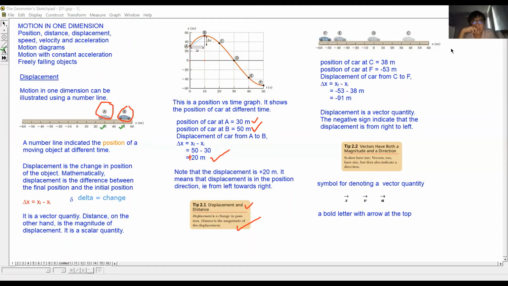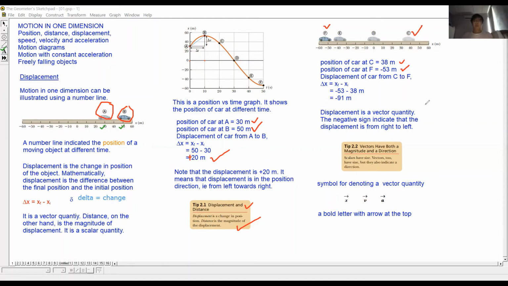So I just simply take two positions. Let's say position of car at C here. Position of car at C, it is 38 meters. Position of car at F, F is here, and it is given negative 53 meters. Now find the displacement of the car from C to F.